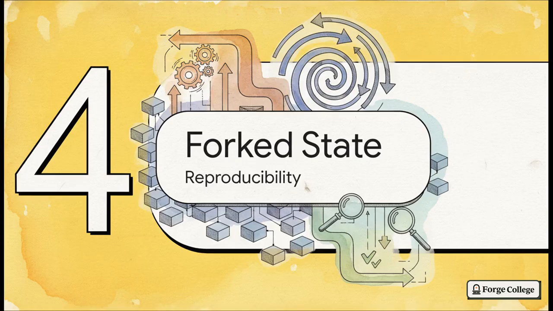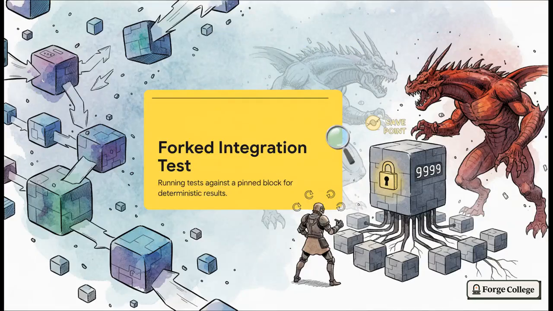Next up is Zone 4, reproducibility and forked state. This directly addresses one of the absolute biggest headaches you will ever face in Web3 testing. So how do we make sure our integration tests are actually reliable when blockchains are constantly moving and changing? Enter the forked integration test. This means running tests against a pinned block number to ensure deterministic, replayable results.